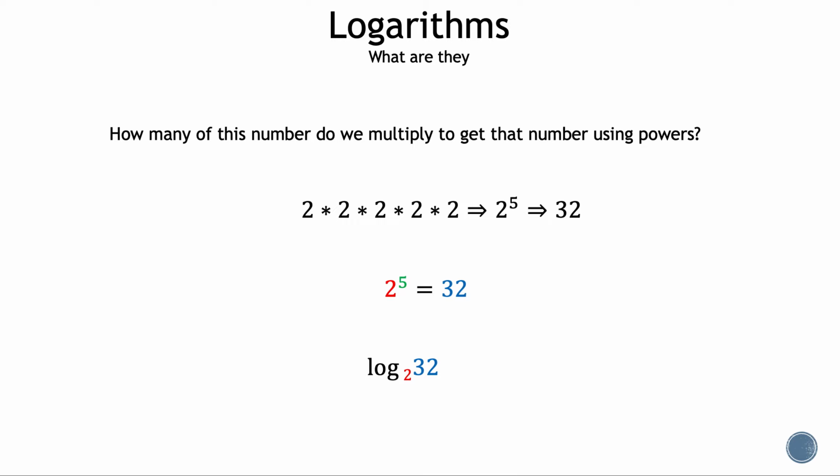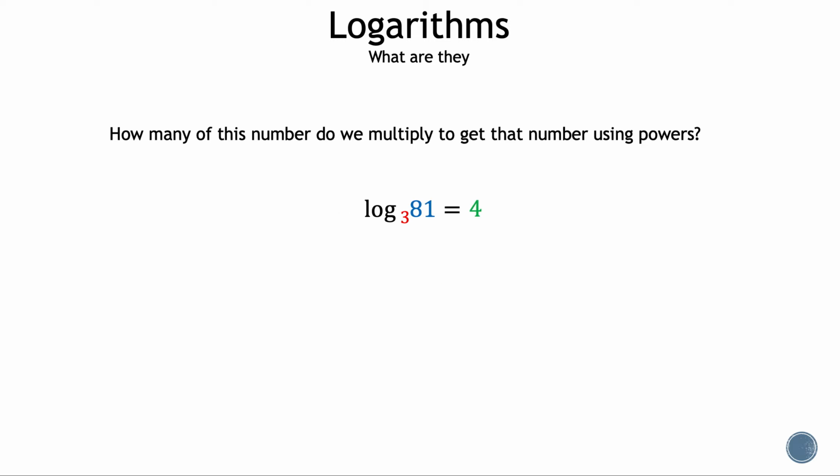Now, let's go back to the question. How many of this number, 2, do we multiply to get that number, 32, using powers? So what is the answer to that question? That is correct, 5. So we set the log of 32 with base 2 equal to 5. What happens if we want to go the other way?